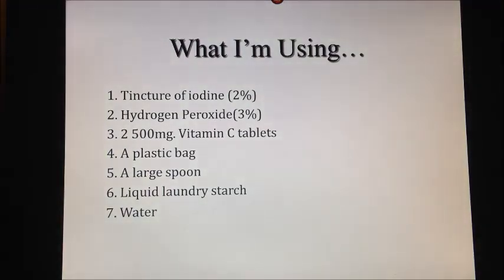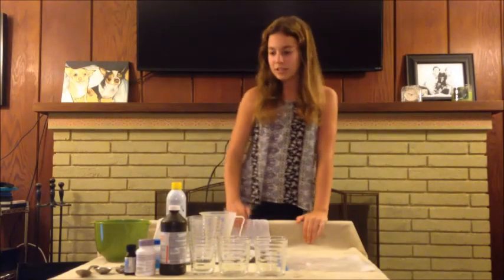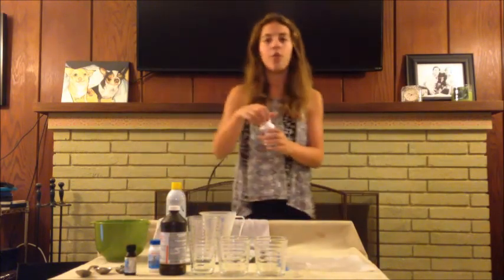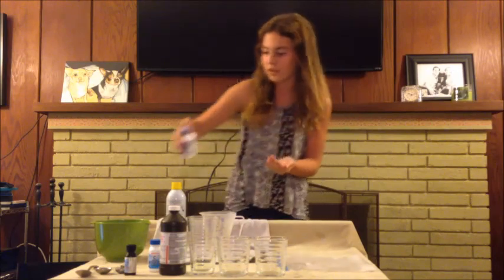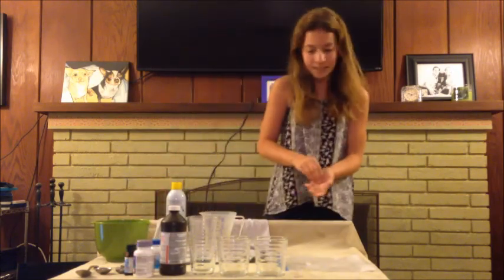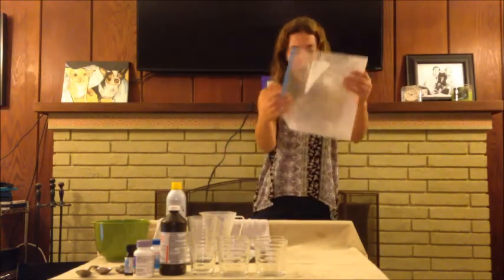What I'm using: a tincture of iodine 2%, hydrogen peroxide 3%, 2 500 milligram vitamin C tablets, a plastic bag, a large spoon, liquid laundry starch, and water. Okay, so for my chemical reaction, I'm doing the iodine clock reaction. First we're going to start off with 2 500 milligram vitamin C tablets, and we will be crushing them up in a plastic bag until it's a fine powder.